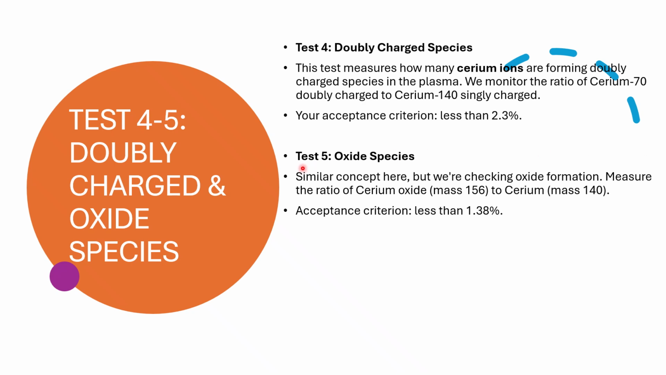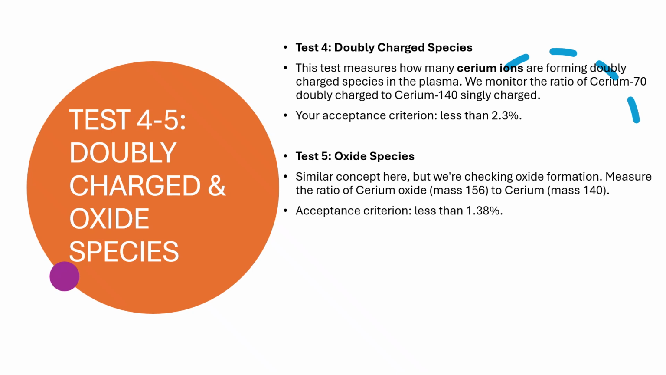So in test 5, that is oxide species, it is a similar concept, but we are checking for oxide formation. So in this, we measure the ratio of cerium oxide, that is mass 156, to cerium, that is mass 140. The acceptance criteria here is that it should be less than 1.38%.